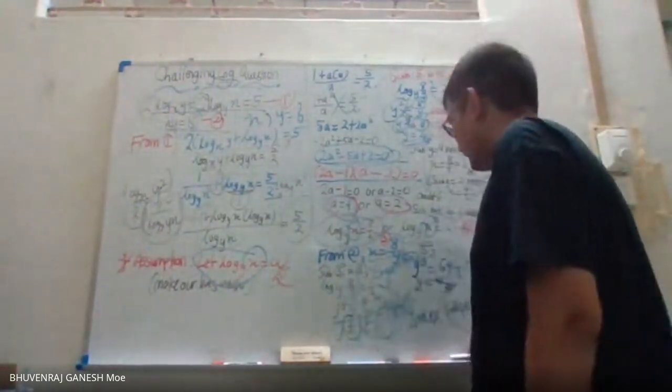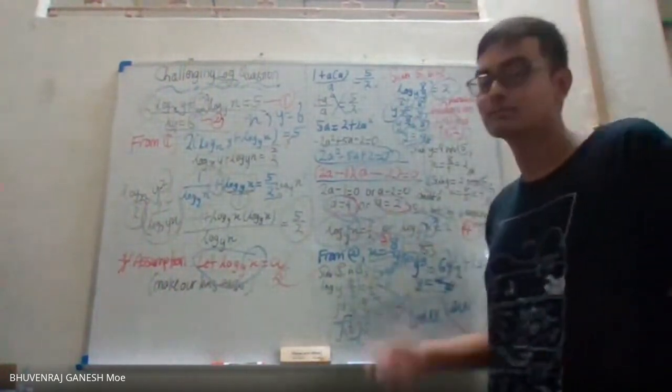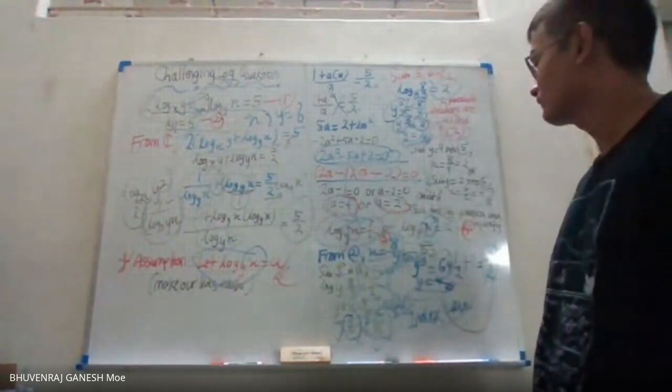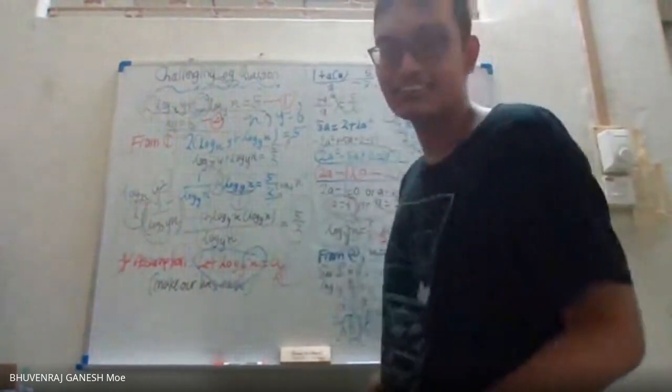Like when you have the lengths of a rectangle, not a square, one can be 4, 2, or 2, 4, like that. Okay, so that is about it for this question.